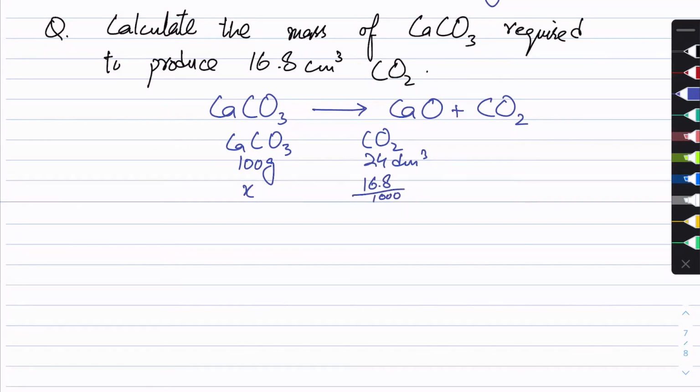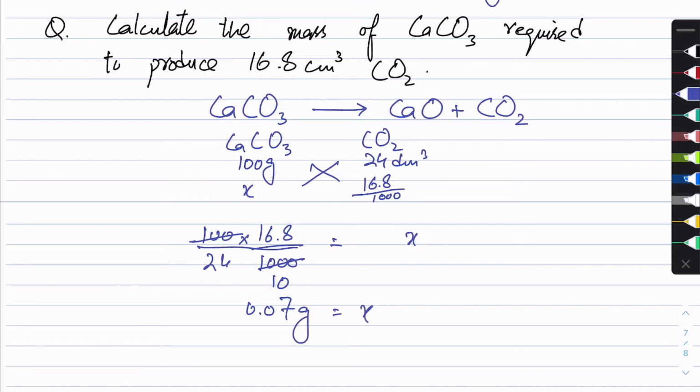So when I do that, I get, now I cross multiply. So 100 times, and then this 24 will come here and divide it. 300, 10 is left. And so I'm getting 0.07 grams. That's what I'm getting. Okay, so 0.07 grams. Okay, so that's how many grams you need.